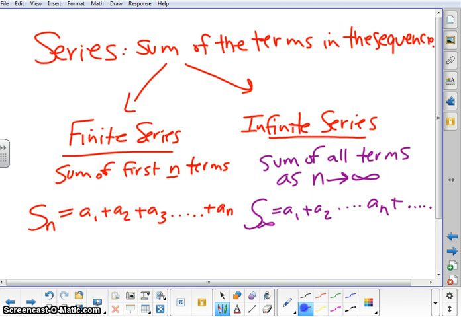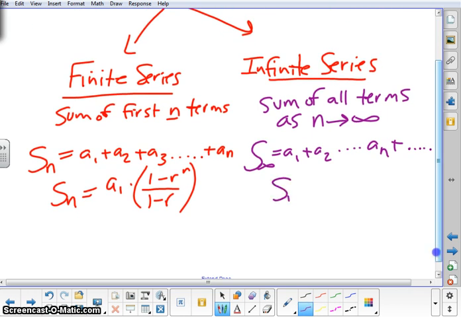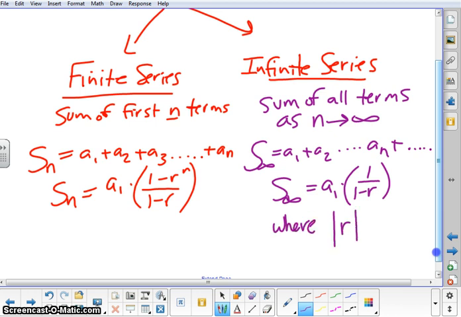Okay, the formula we use for a finite series, the sum of n terms, would be a1 times 1 minus r to the n over 1 minus r. The formula we're going to be using today is much simpler. So we have the sum of infinite terms: the first term times 1 over 1 minus r. Now there is a restriction. You must have the absolute value of r less than 1. Otherwise, you cannot find the infinite series. So there are some special circumstances there.